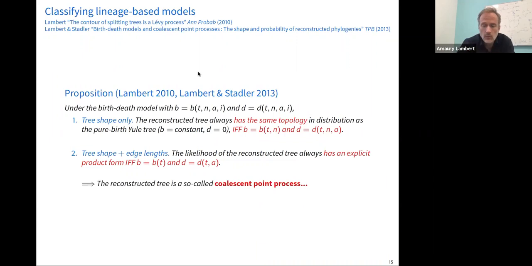Okay, so it means that all these trees have the same beta equals 0. They have the same degree of balance, and more than that, they have exactly the same shape in distribution as if you had a constant birth rate and no deaths.